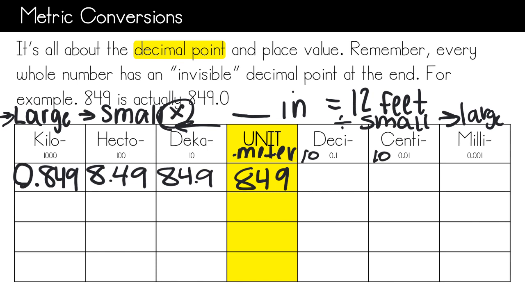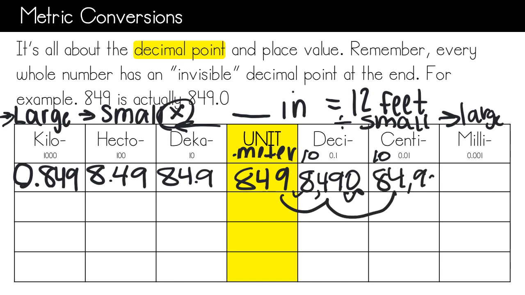So from meters to decimeters would be 8,490. Moving that decimal point 1 place over. See what we did? 1 place over. So now we have 8,490. Centimeters would be multiplying this by 100. So we would have 84,900, and so on and so forth.